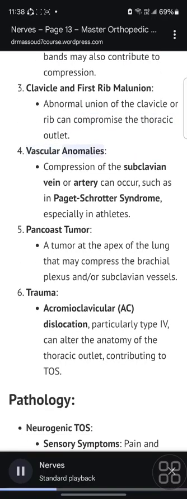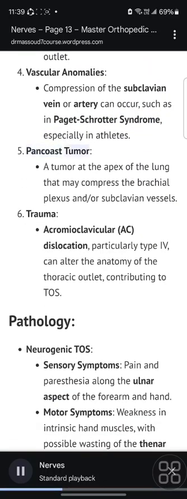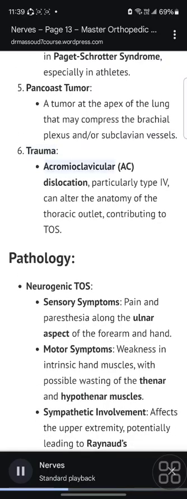4. Vascular anomalies. Compression of the subclavian vein or artery can occur, such as in Paget-Schroetter syndrome, especially in athletes. 5. Pancoast tumor. A tumor at the apex of the lung that may compress the brachial plexus and/or subclavian vessels. And 6. Trauma. Acromioclavicular, AC, dislocation, particularly type 4, can alter the anatomy of the thoracic outlet, contributing to TOS.